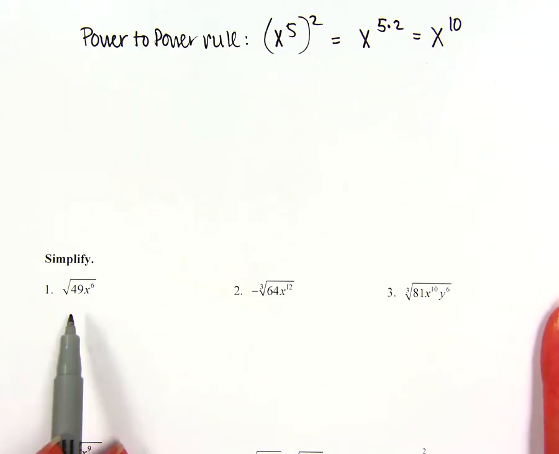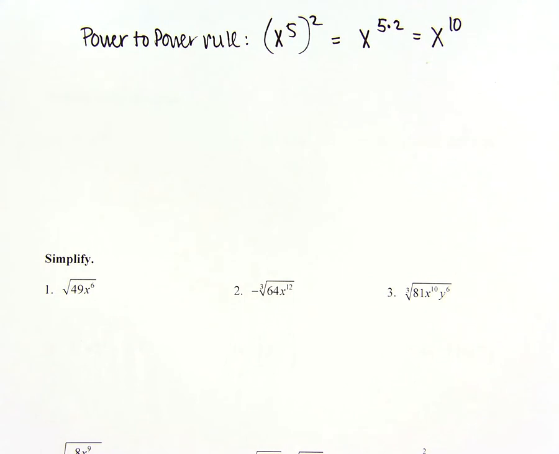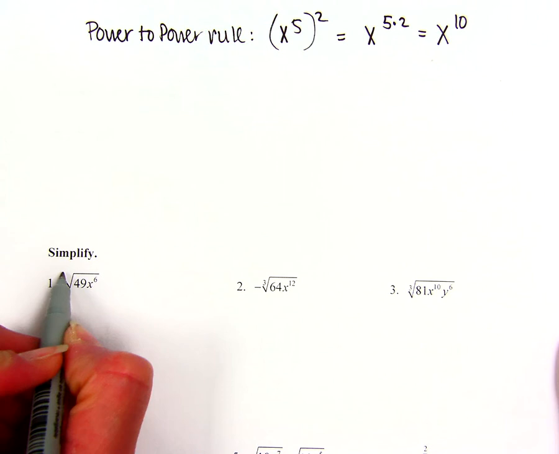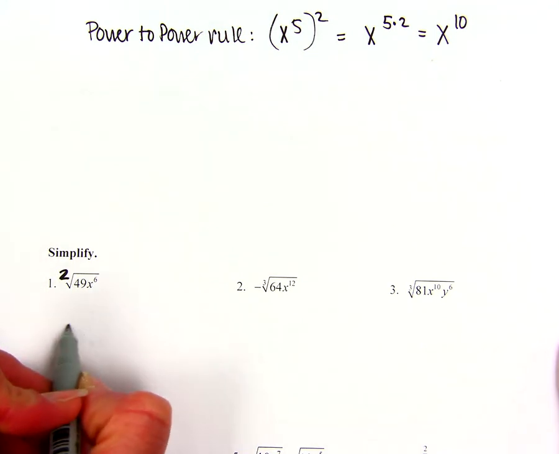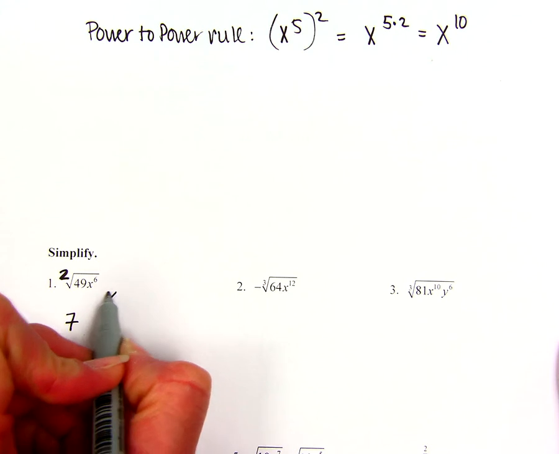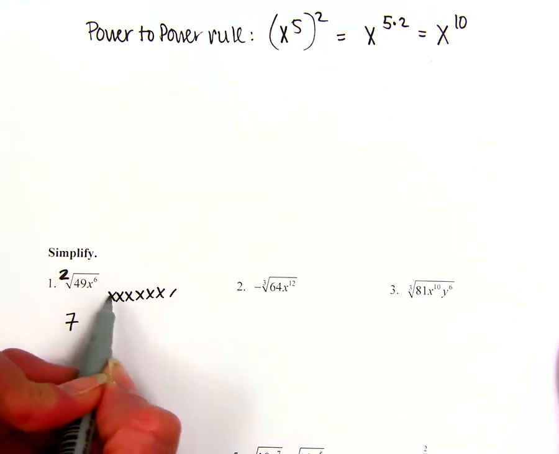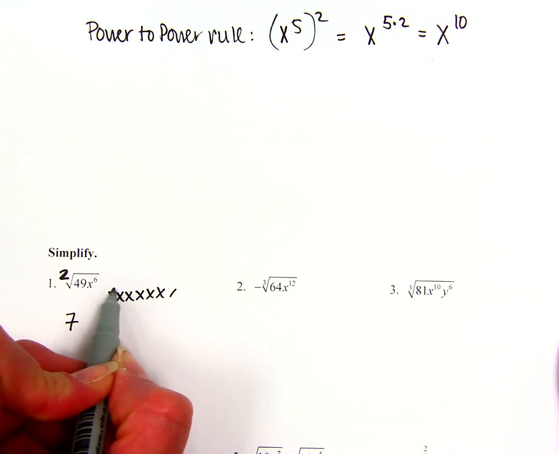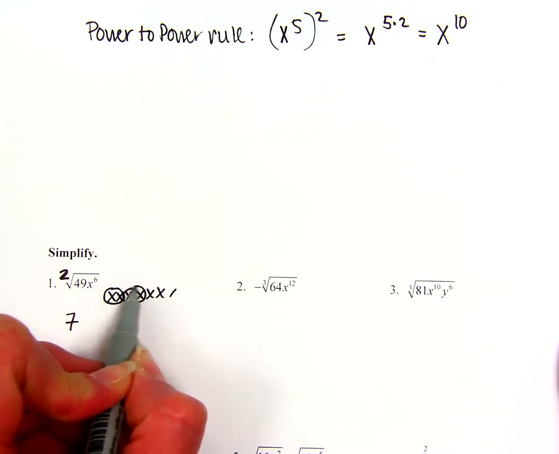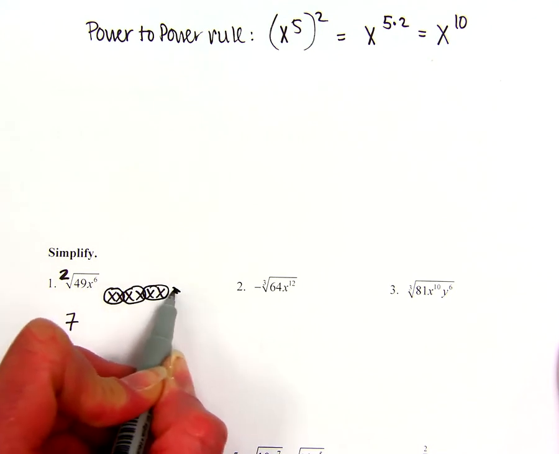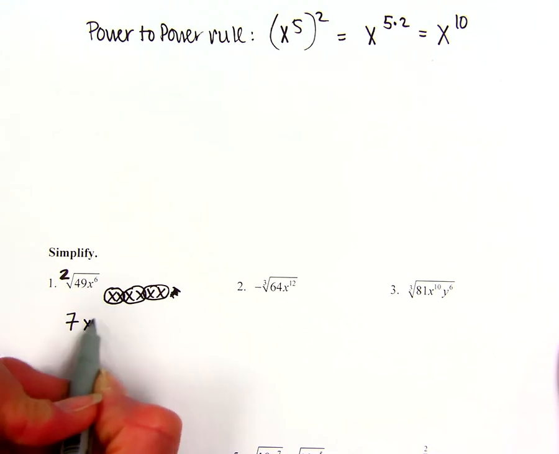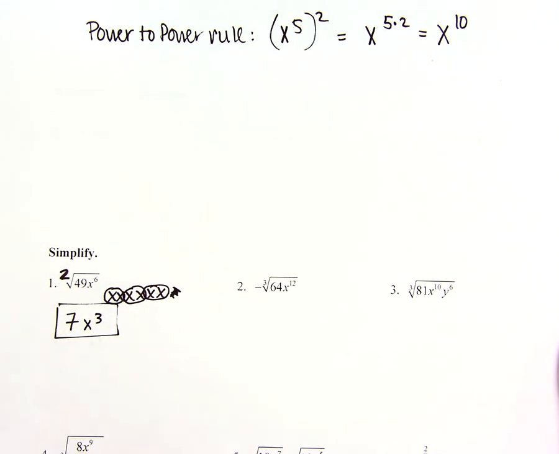So this one asks you to do the square root of 49, x to the 6th. And remember, if you don't see an index, that's really a 2 here. So the square root of 49 we know is 7, and x to the 6th means you're going to take out as many groups of 2 as you can. So we've got x cubed. So the final answer is 7x to the 3rd.